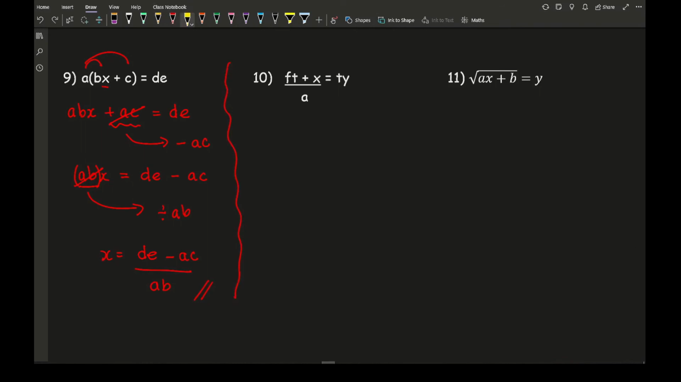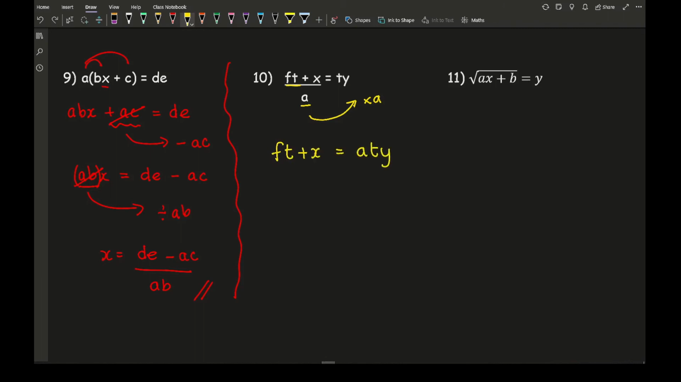Now looking at question 10, I'm going to use a different colour because I think the red's just a bit too dark. So here I want to try and get x by itself. So I need to get rid of this a, I need to get rid of this ft. Now what's further away? Well, the a is further away, so that's what I'm going to get rid of. So what's this a doing? It's dividing. So the opposite of dividing by a is to multiply by a. So what I'm left with is ft plus x equals a ty.